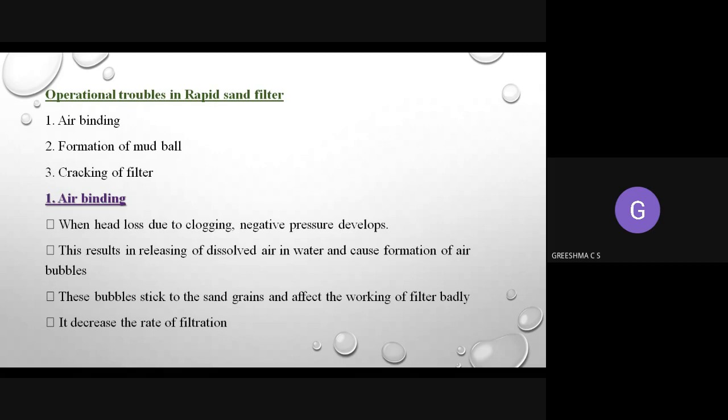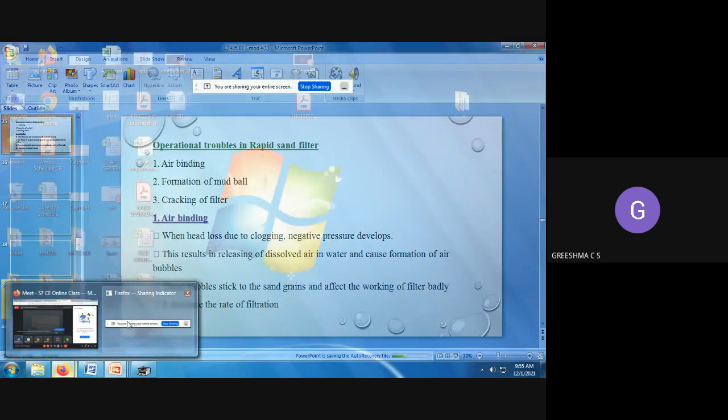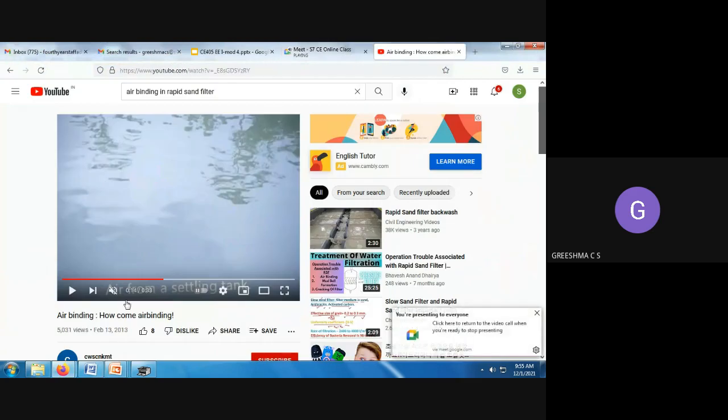സോ വാട്ട് വിൽ ഹാപ്പൻ, ഇറ്റ് വിൽ റെഡ്യൂസ് the rate of filtration. It will reduce the rate of filtration. That means the rate of filtration will be reduced. That is, the filter ബെഡിന്റെ ചുറ്റും ഇങ്ങനെ ഈ ബബിൾസ് ഇങ്ങനെ ഒട്ടിപ്പിടിച്ചേക്കും, അല്ലെങ്കിൽ ബബിൾസ് ഇങ്ങനെ പറ്റിപ്പിടിച്ചിരിക്കും. ബിക്കോസ് ഓഫ് ദാറ്റ് the proper filtration won't occur. Due to this reason, the proper filtration won't occur. Okay, so I'll show you a small video of the air binding, how it looks like.